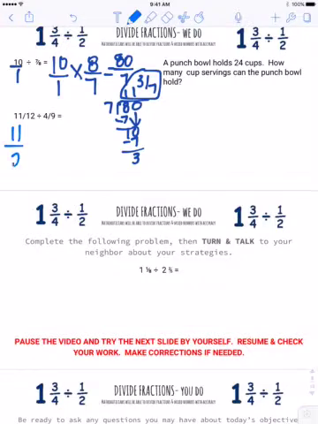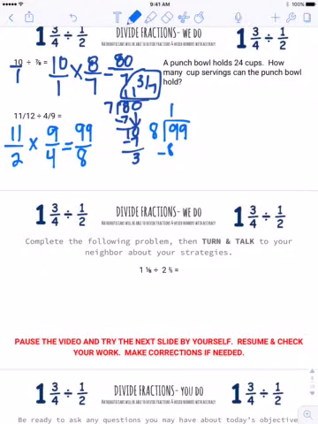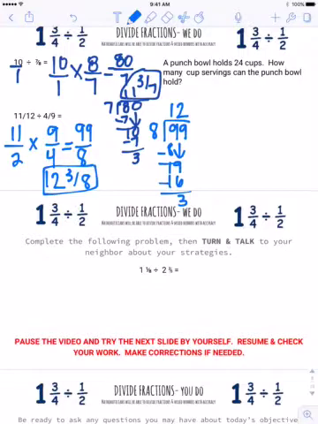11 over 2 multiplied by the reciprocal, 9 over 4. Again, there's no cross canceling here, so I get 99 over 8. A little bit of long division to do. Gives me 9 on the 19, which gives me 2 on top. 8 times 2 is 16 with 3 left over, so that's 12 and 3 over 8 as my final answer.